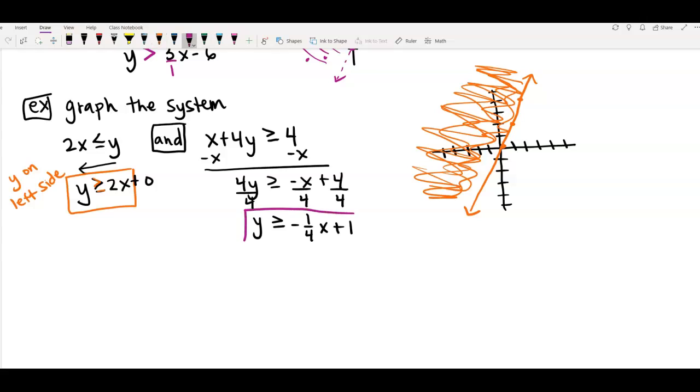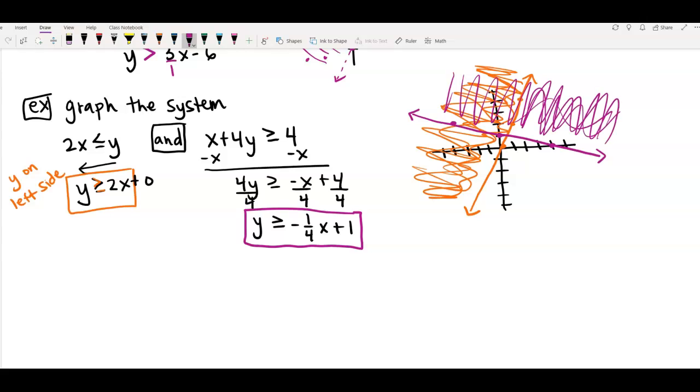So I'll do this one in purple. Okay. So this one will start at 1, and then we're going to go down 1 and to the right 4. Right? Or I could have went up 1 and to the left 4. Right? Something like that. And so my line, again, it's going to be solid because it has the equal to part. And I want the stuff that's greater than it. Right? So that means I want all this stuff up here.